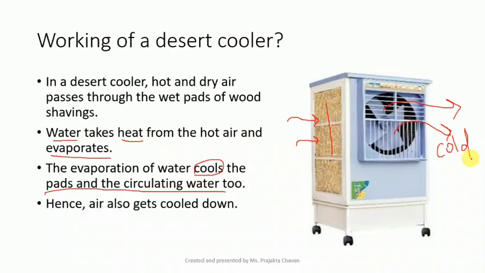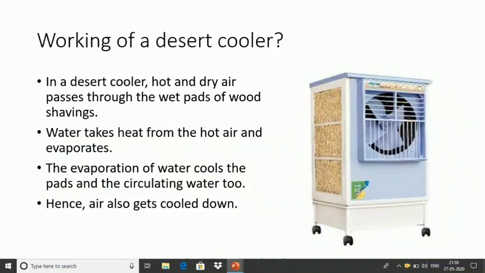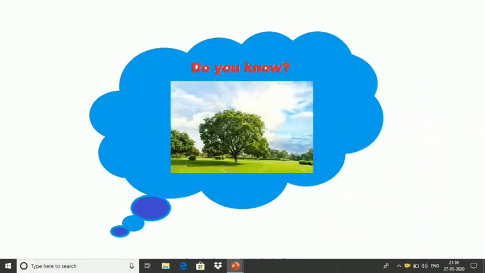Interesting, isn't it? Do you all know that trees acquire more leaves during summer? During summer, when the temperature is high, a tree must transpire more to keep itself cool. And we all know transpiration takes place through leaves, isn't it? So more transpiration requires more leaves, and so trees acquire more leaves during summer.